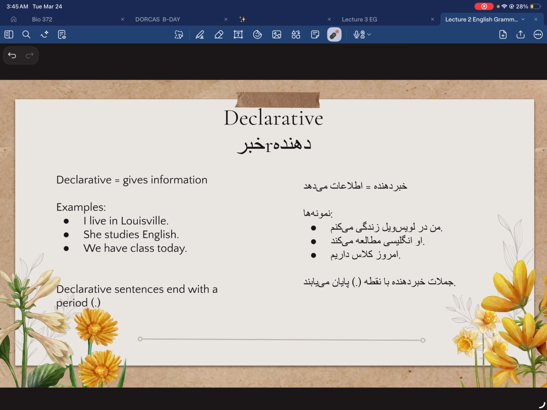She studies English. It gives us information that she, whichever she we're referring to, studies English. Like maybe you all study English. And then we have class today. So we, as a group, have class today. It gives us information, and all of these end with a period. So that is going to be a declarative sentence.